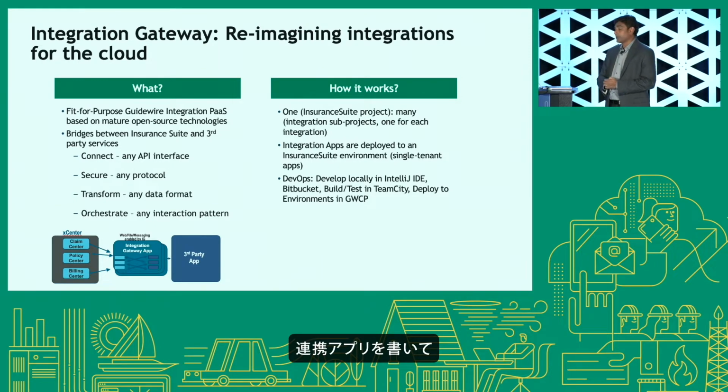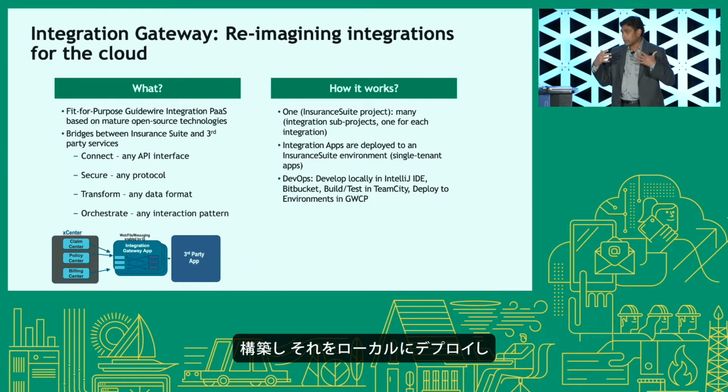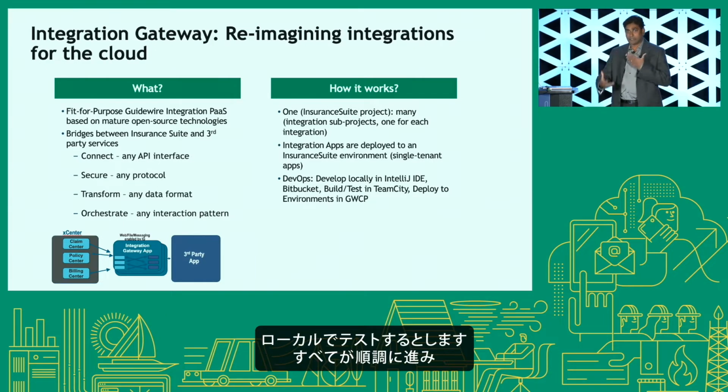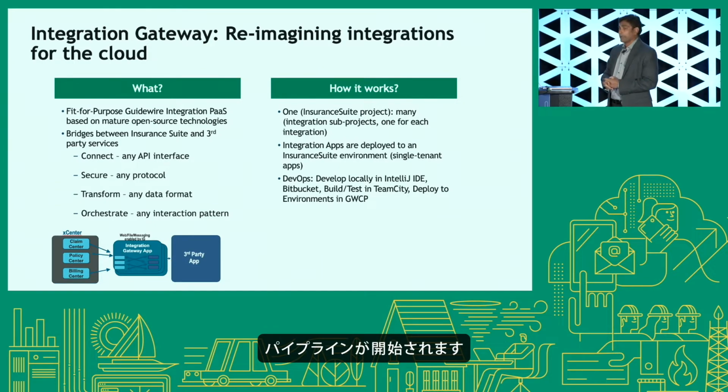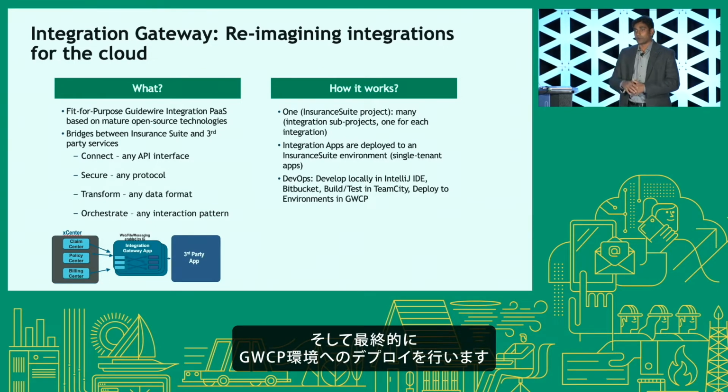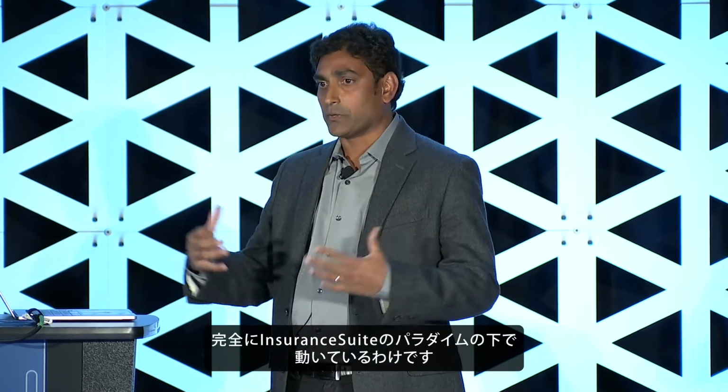So let's say you write an integration app. You build it, develop it locally, and test it locally. Everything is good, you commit to a repo like Bitbucket, which kicks off a pipeline. And then eventually you deploy into one of the GWCP environments. All this sounds familiar because that's how InsuranceSuite works. We are completely aligned with the InsuranceSuite paradigm as well.